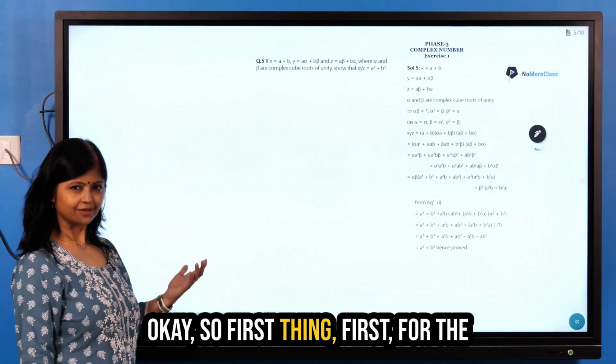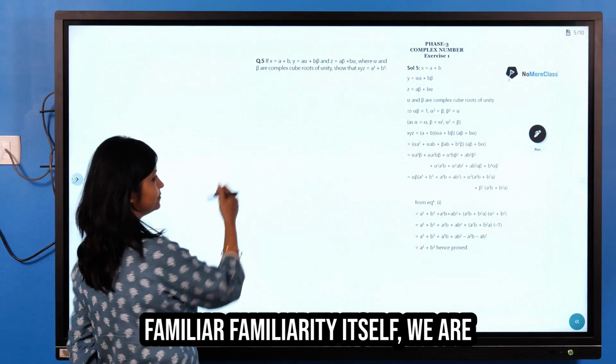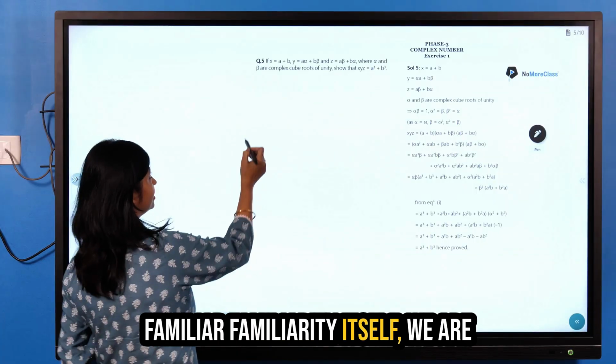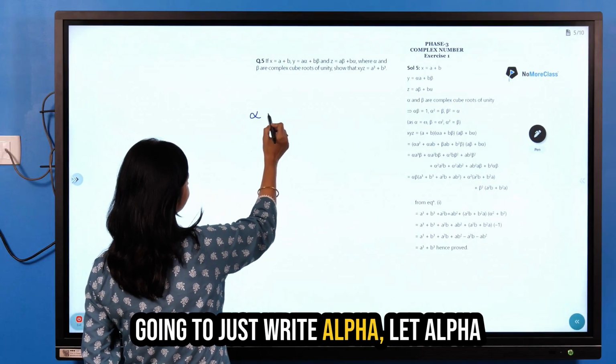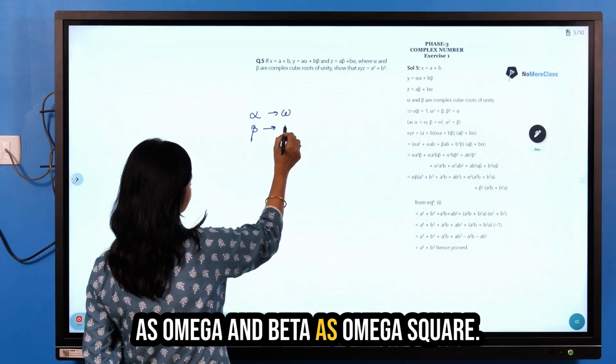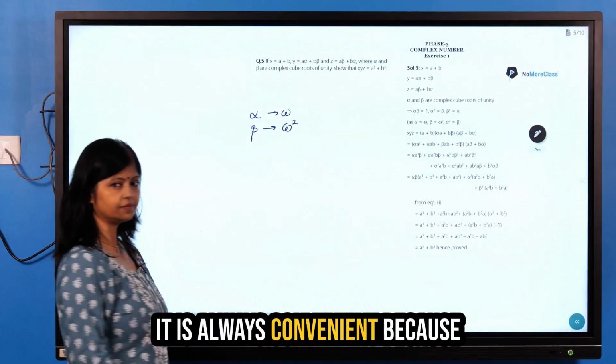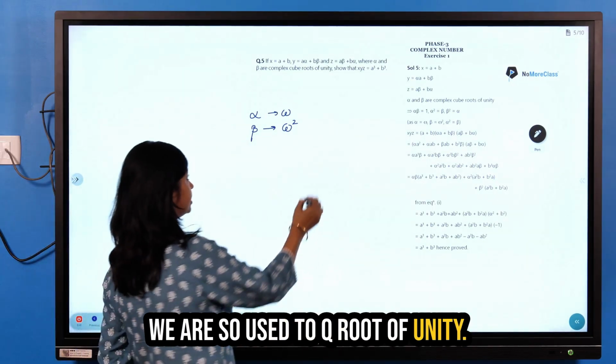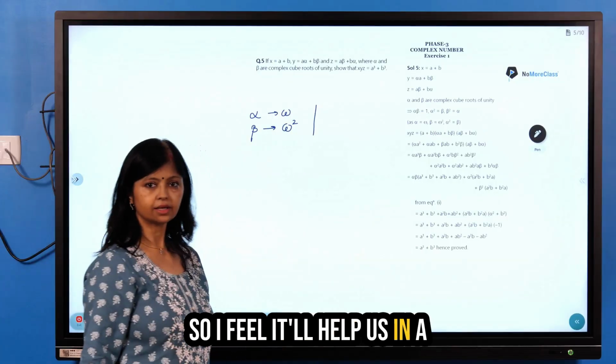Okay. So first things first, for familiarity itself, we are going to just write alpha as omega and beta as omega square. It is always convenient because we are so used to cube root of unity. So I feel it will help us in our calculation.